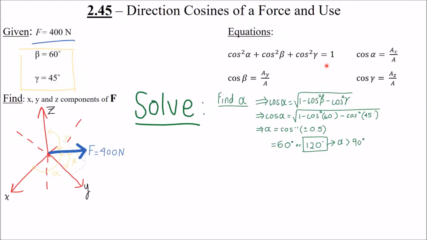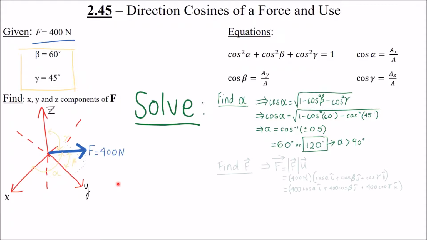So first we get that cosine alpha equals the square root of 1 minus cosine squared beta minus cosine squared gamma. Plugging in values, we get that alpha equals 60 degrees or 120 degrees. And looking at the figure on the left, we see that alpha must be greater than 90 degrees. This figure is a depiction of the figure in the book, which is a drawn out real-life example that the question is based off of. So if you want to look that up, that is 2.45 in the book.